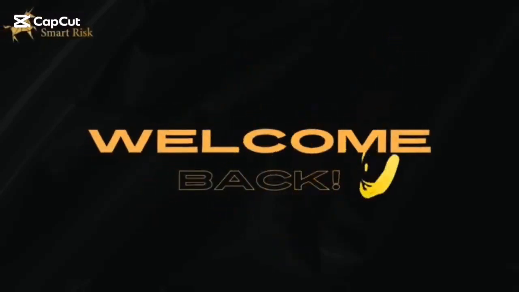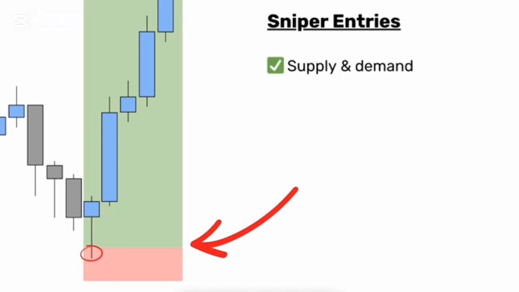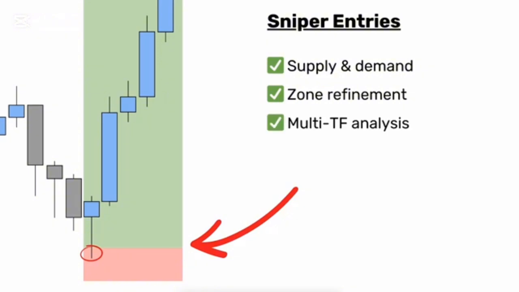Welcome back, traders. As traders, we all want to get sniper entries like this. But how exactly do you do it? Well, in this class, I'm going to teach you the supply and demand theories that we can use to get these sniper entries: zone refinement, multi-time frame analysis, and how this plays a big role in getting perfect entries on your trades. And all of these things, ultimately, will show you how to get sniper entries.